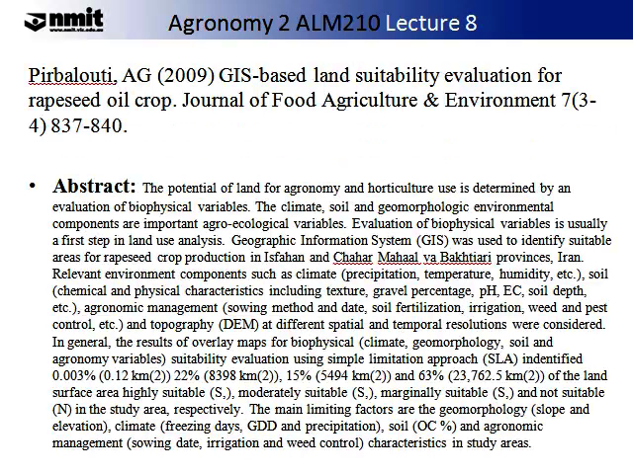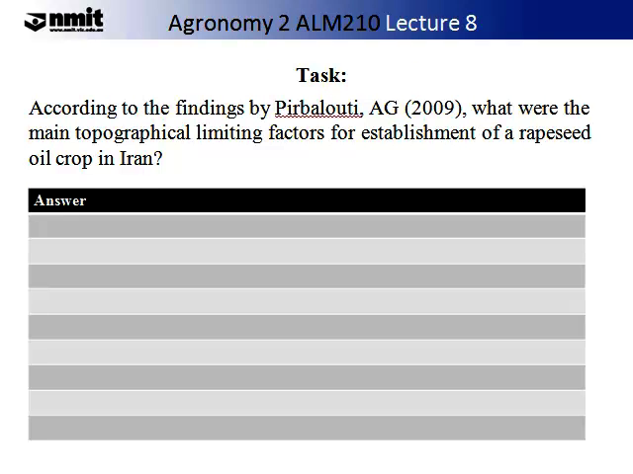The following is an abstract on GIS-based land suitability evaluation for rapeseed oil crop. It gives an overview of how you might assess your topography and how suitable a certain crop is. Please read this abstract to complete your notes. A copy of this abstract is also available on Moodle. According to the findings by Pour Ballotti in 2009, what were the main topographical limiting factors for the establishment of a rapeseed oil crop in Iran?